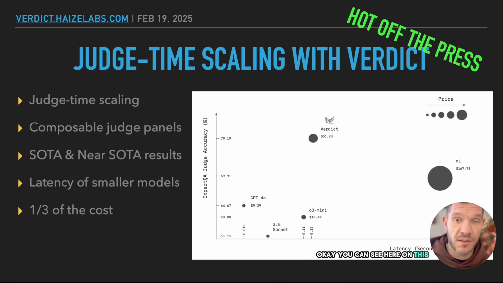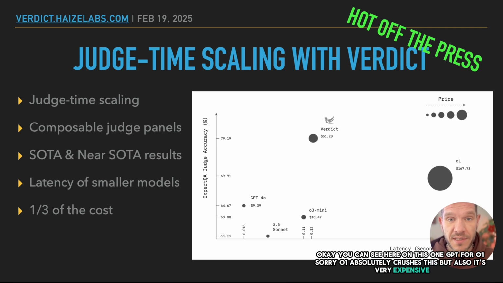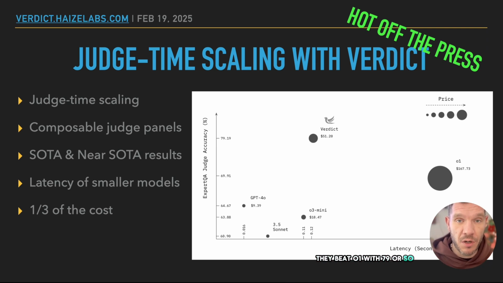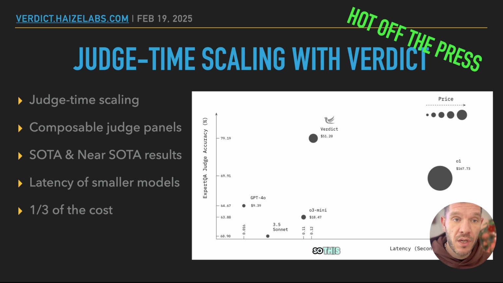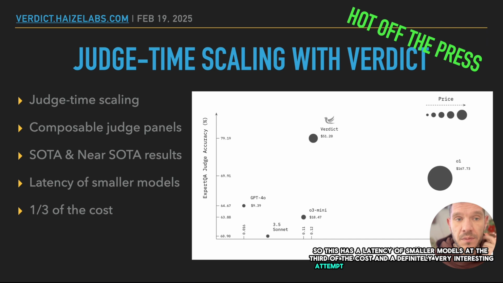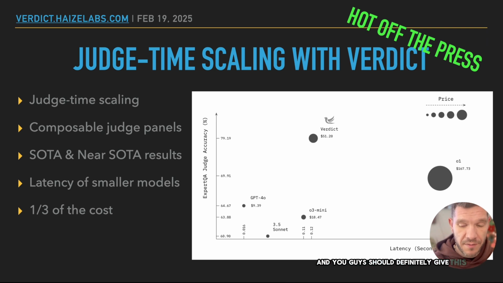Okay, you can see here that on this one, GPT-4 o1 absolutely crushes this, but also is very expensive. They beat o1 with 79 or so percent by costing a third less, so around $51 versus 150 or so. This is an attempt to compose judge panels together from non-reasoning models to match reasoning model level, even on math. So this has the latency of smaller models at a third of the cost, and definitely a very interesting attempt. And shout out to folks from Haize Labs about Verdict, and you guys should definitely give this a try.